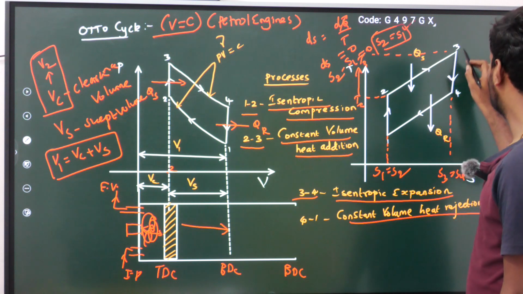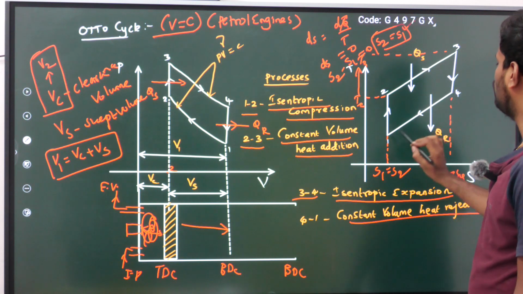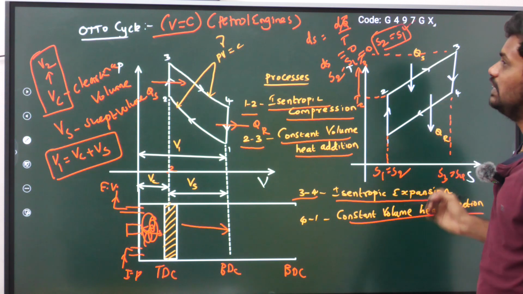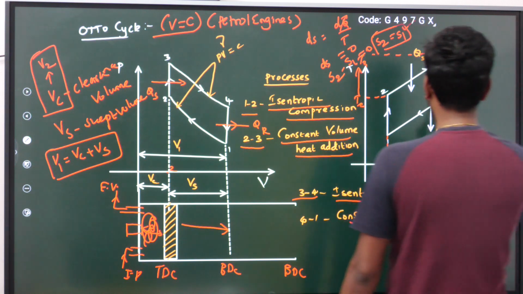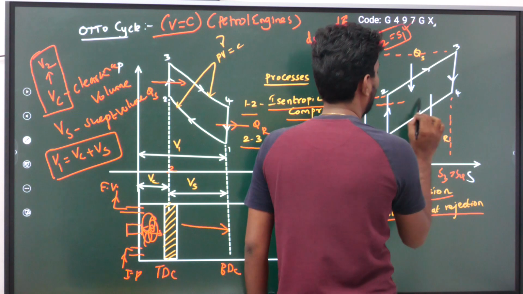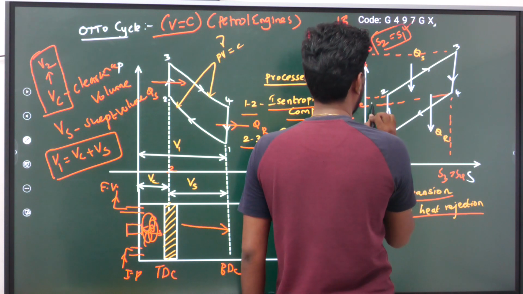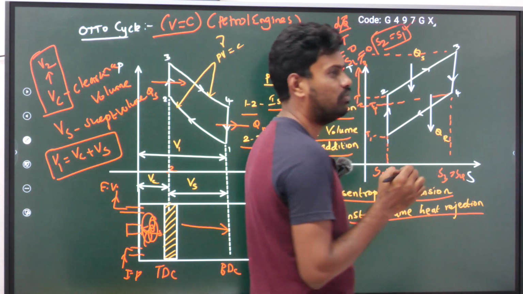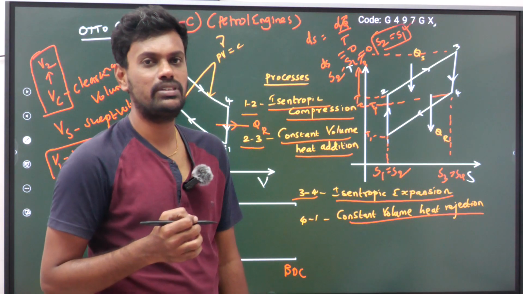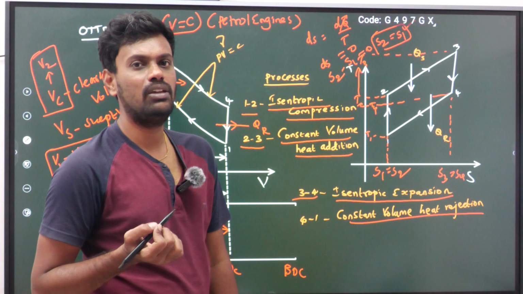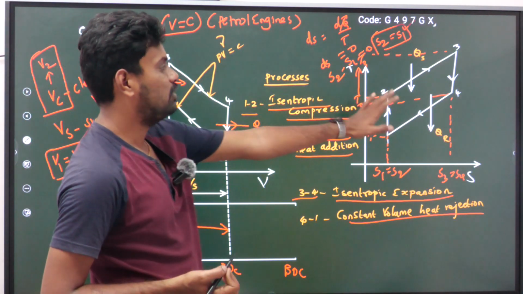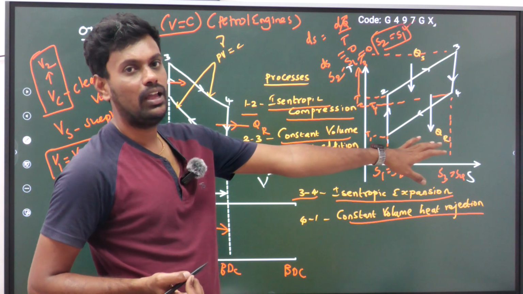So 3 to 4 is isentropic expansion, then 4 to 1 is the constant volume heat rejection. You see the temperature of point number 4 and point number 1. T4 is here and T1 is here. See the temperature variation. If I remove the heat or reject the heat from the system, the temperature is decreasing from T4 to T1. So this is the PV diagram and this is the TS diagram for the Otto cycle.